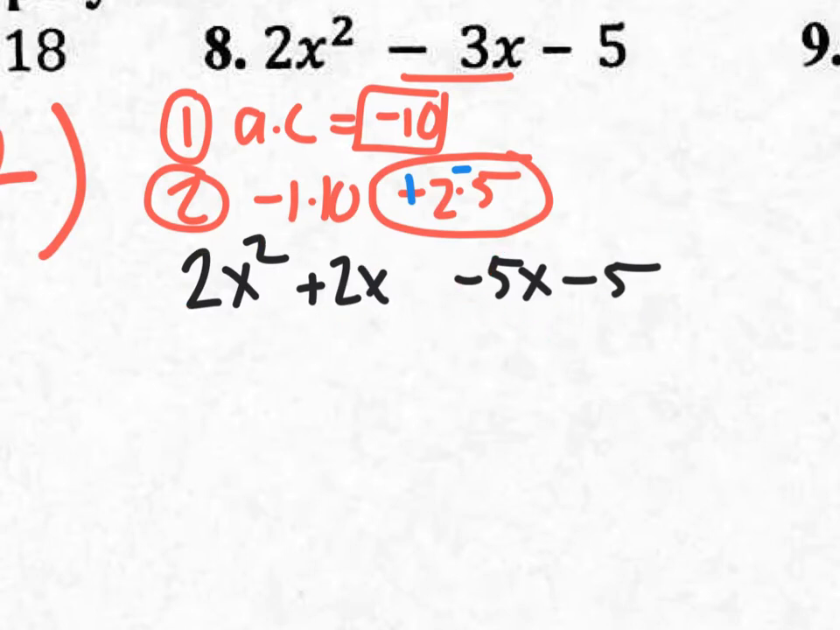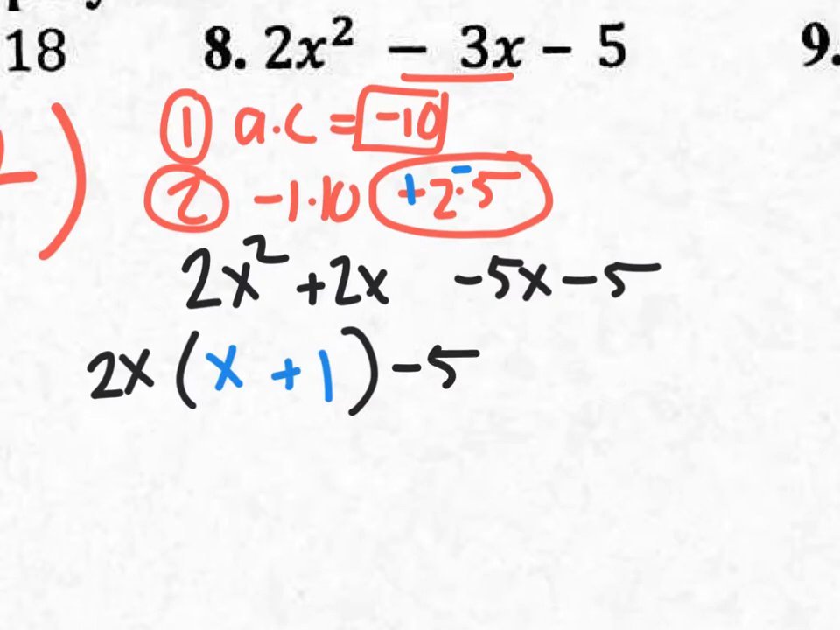So out of my first group, I could pull out a 2 and also an x. And if I pull out that 2 and the x, I will have an x plus 1 left over. Now out of my second group, I could pull out a what? A negative 5. So when I pull out a negative 5, what do I have left over? An x and a plus 1.